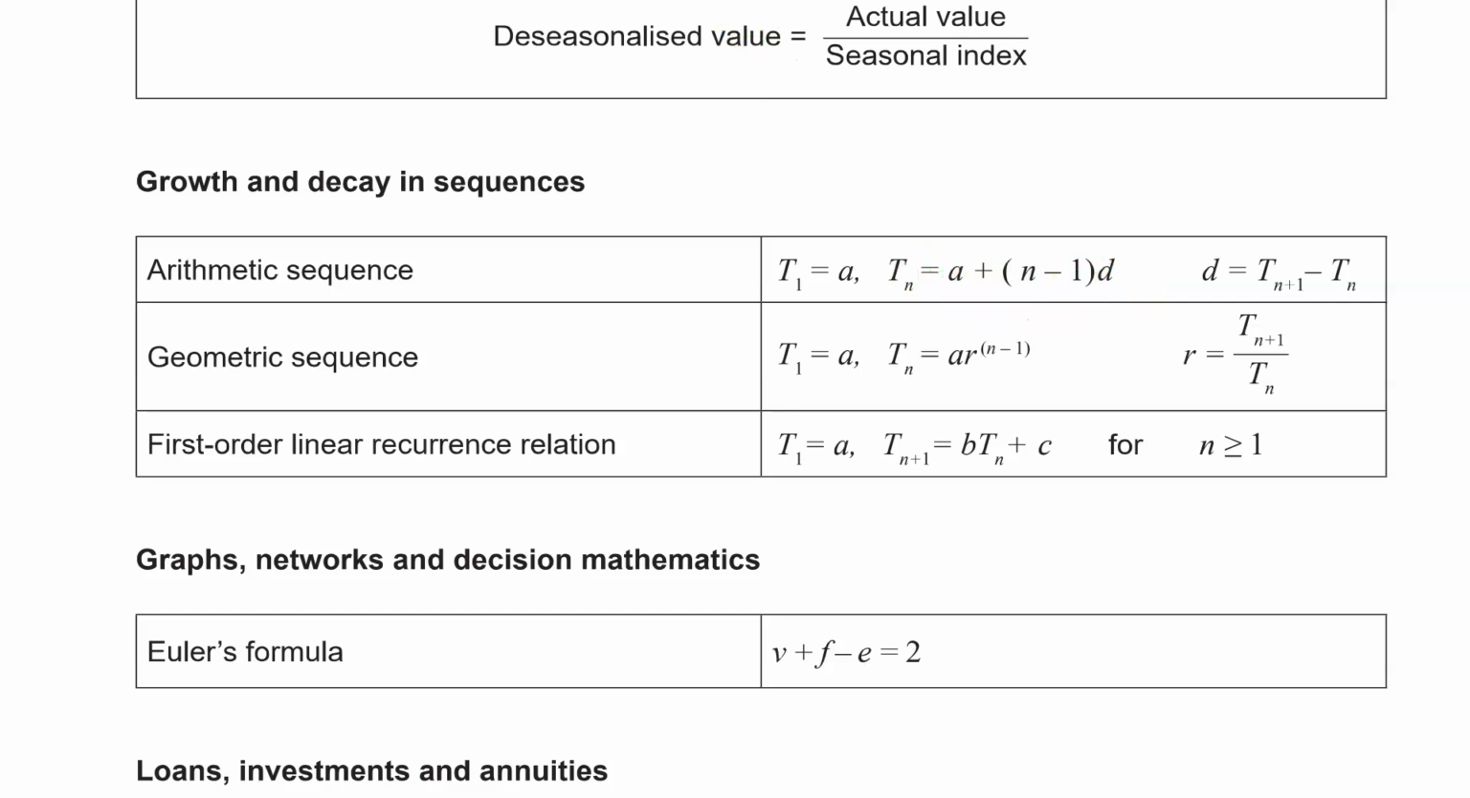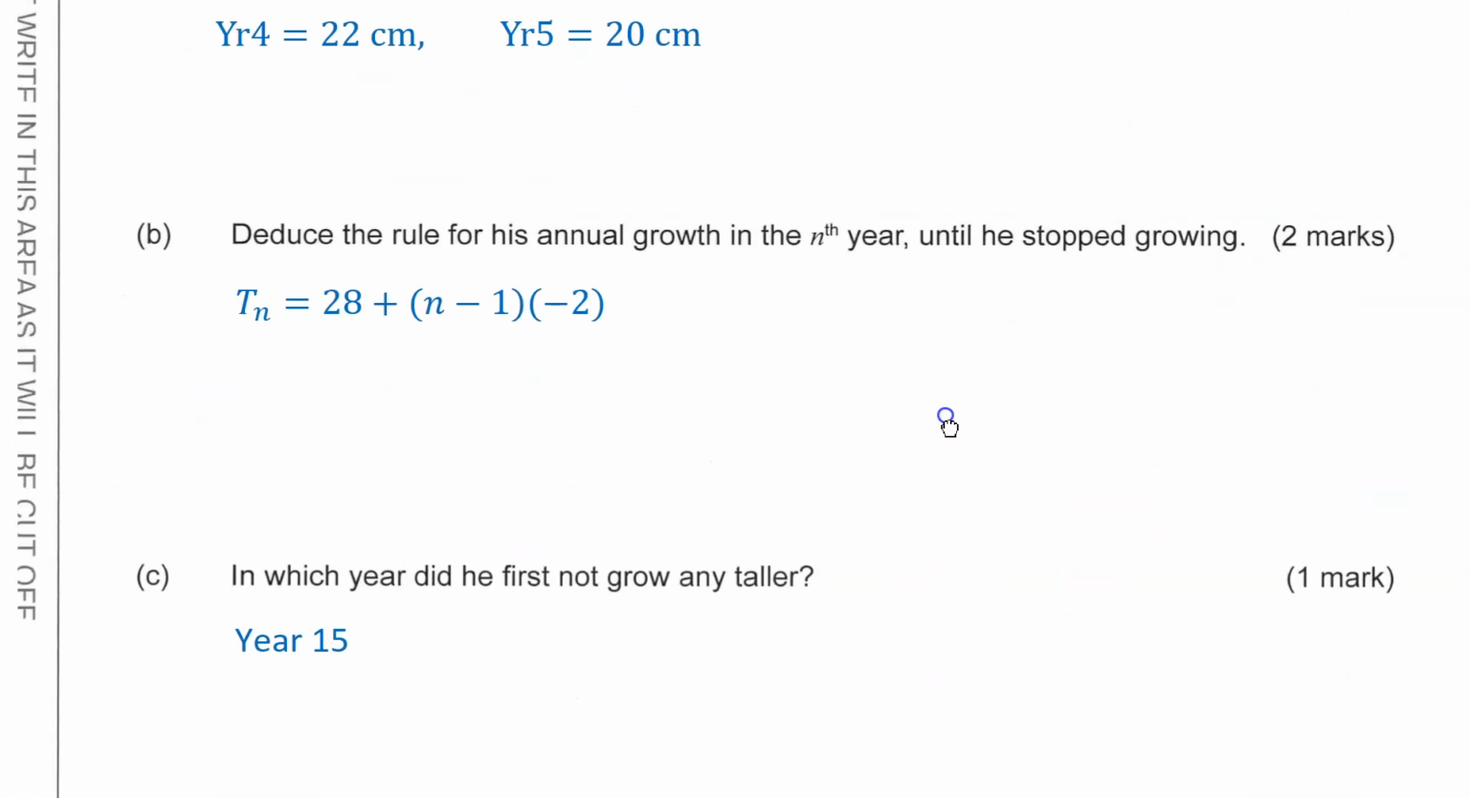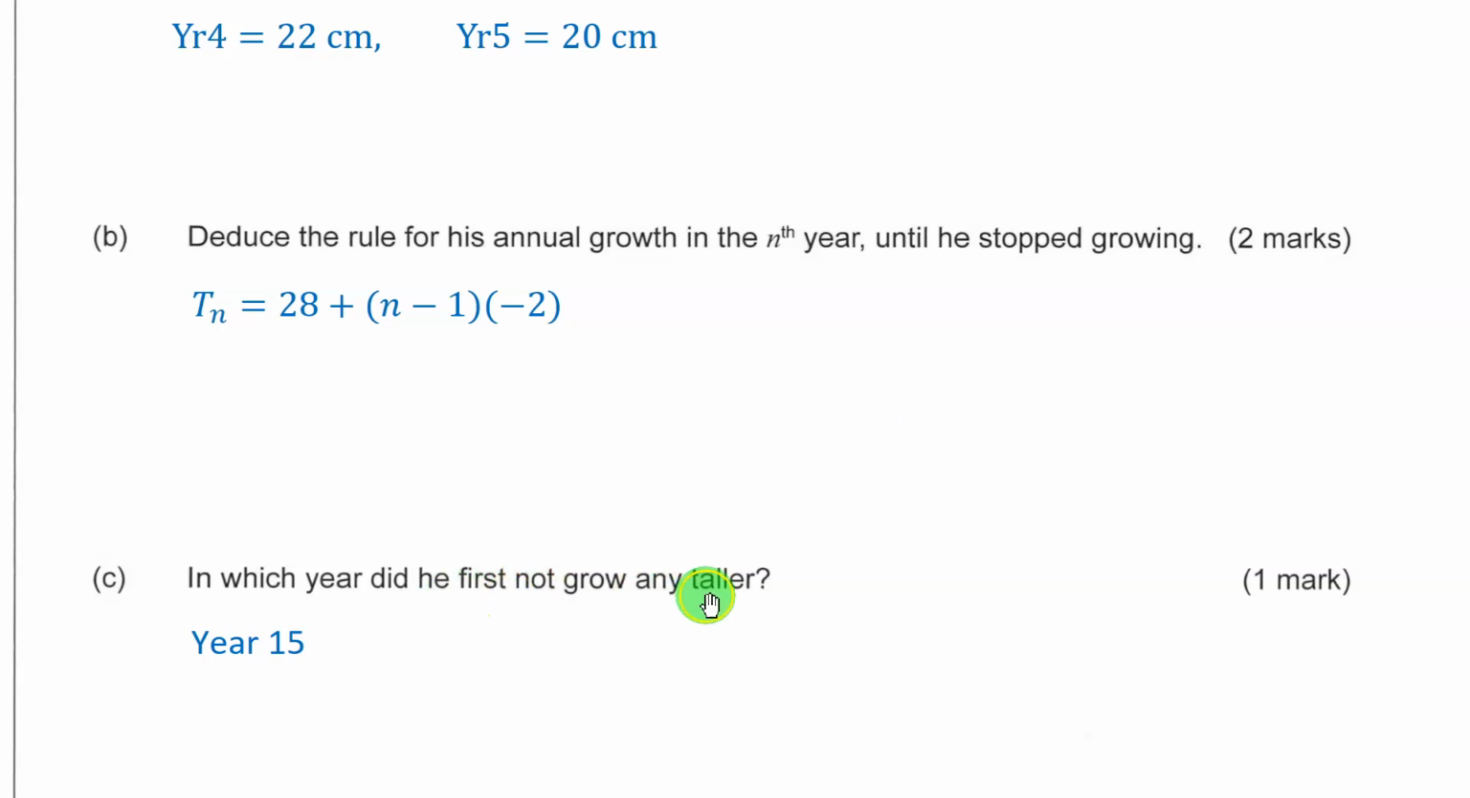Let's go back to the question. So here we go. Tn is equal to a, the first term, which was 28. The difference is going down in 2, so negative 2, and we pop in the n minus 1 in front, and there's an easy 2. Then we move on. In which year did he first not grow any taller? So we've got to work out when Tn becomes 0.